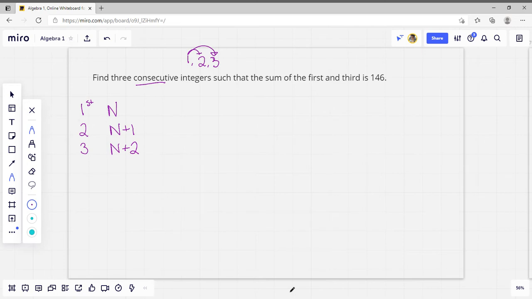Okay, so to solve this, all we have to do is put these in there when it tells us what integers to use. So the sum means to add the first and the third. First is n, and now we're going to add the third. The third is n plus 2. And that's going to equal 146.